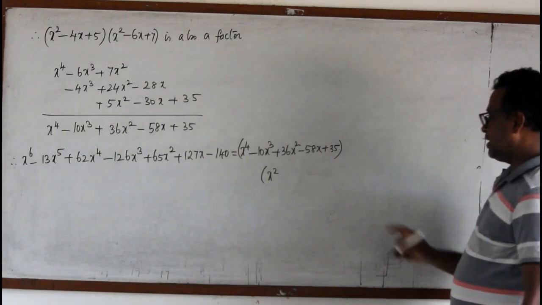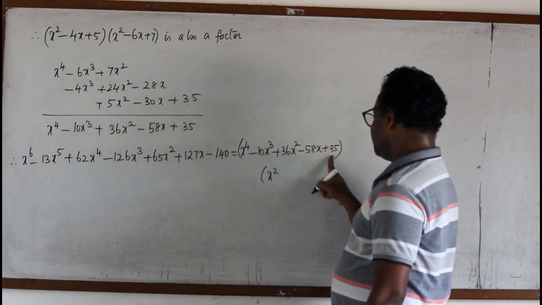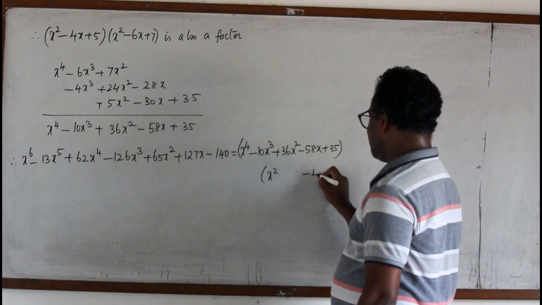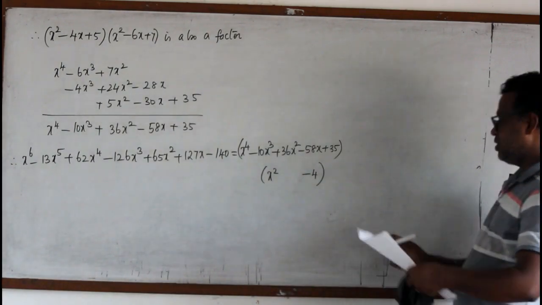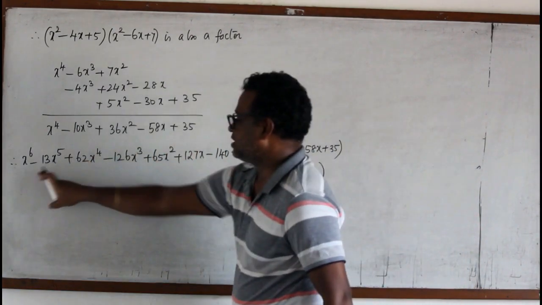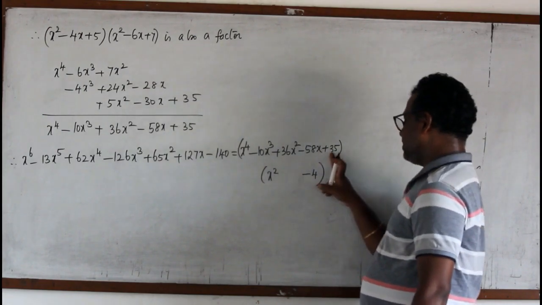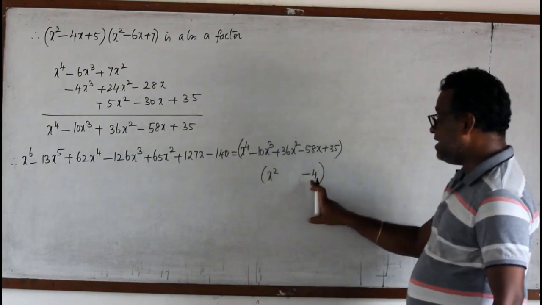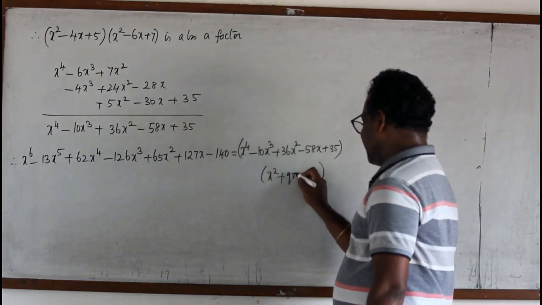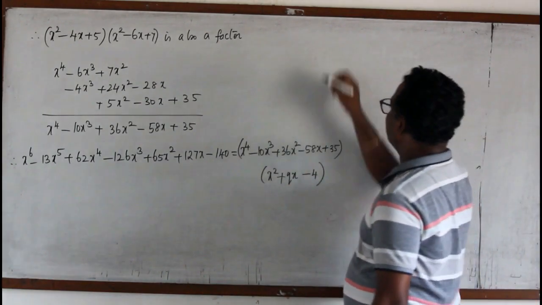So here x power 4, here x power 6, so the first term must be x square. Now when we compare the constant term, here 35, and I am having minus 140; 4 35s are 140, therefore minus 4 it must be. The x term we do not know, so we shall write that x term as qx. Now we shall find the value of q.